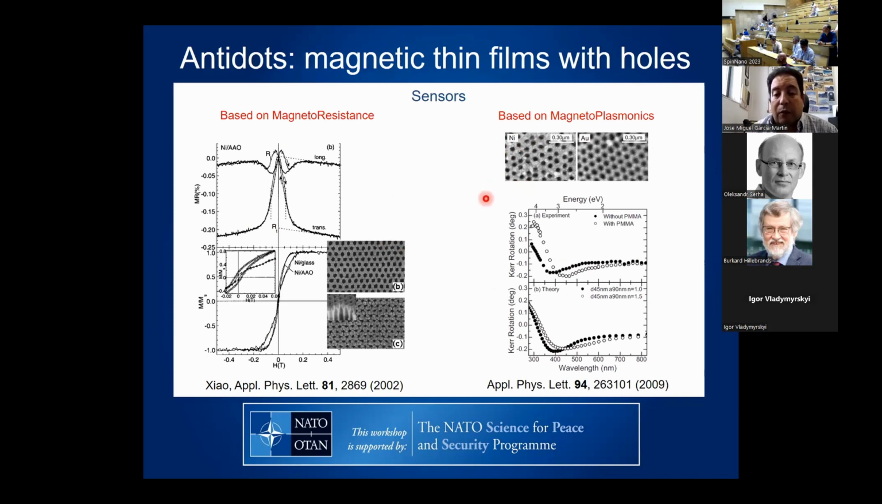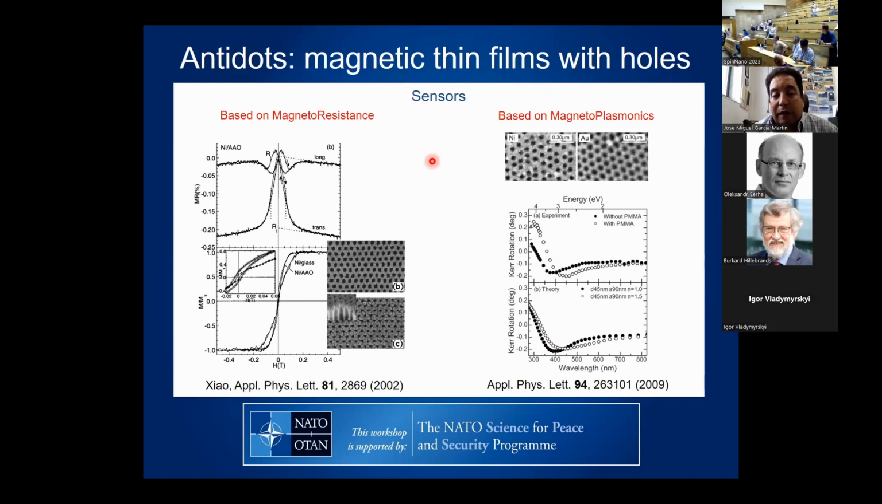It is a work in which I participated, and we were measuring the magneto-optical spectra as a function of the wavelength. You can see that when we fill the nanoholes with a polymer, the curve shifts because now the local refractive index has changed, and as a consequence, the plasmonic resonance changes in frequency. But you can see here also the limitation of alumina templates.